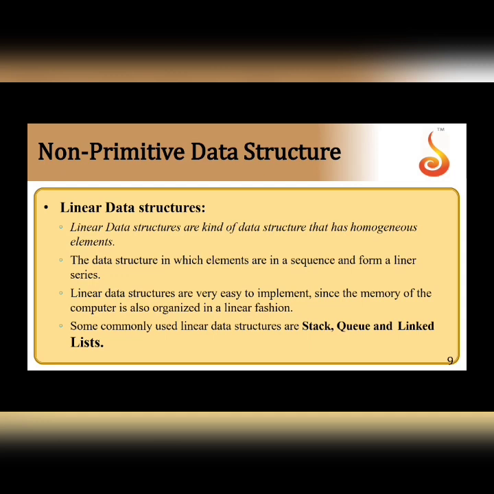Next is linear data structures. Linear data structures are kind of data structures that have homogeneous elements. One more important thing in a linear data structure is that it exhibits an important property called adjacency between the elements, whereas non-linear is hierarchical.